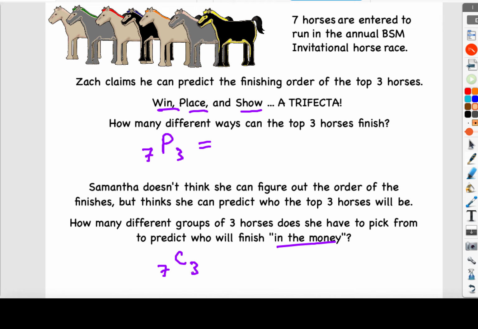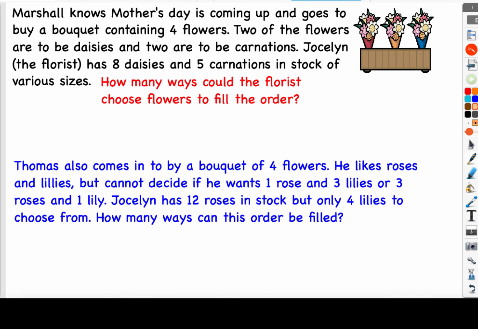If the order matters, there's a difference between 1, 2, and 3, right? When we pick them, horses ABC versus ABD or even CAB, right? If the order is different, then it's a permutation. If all that matters is a grouping of horses, that's a combination, very simply.